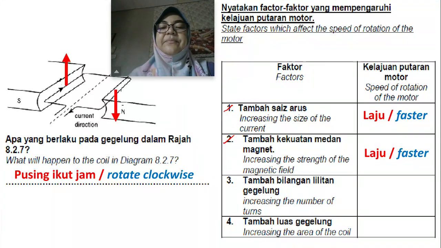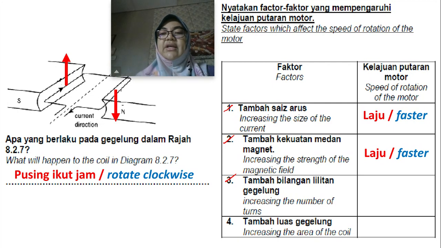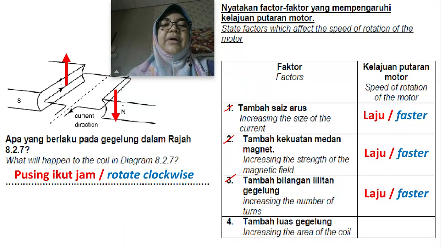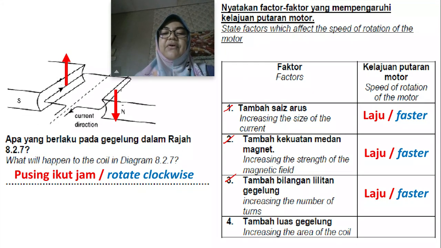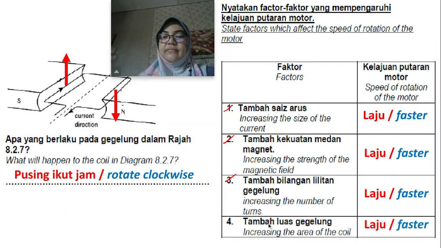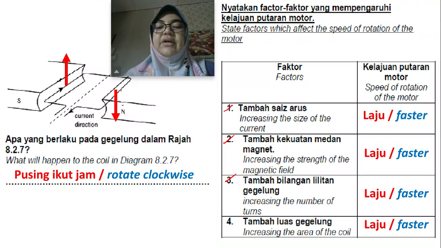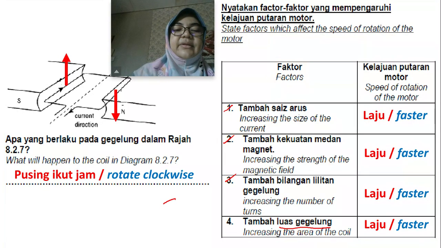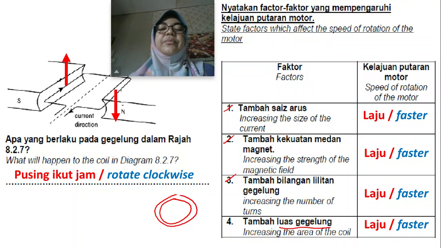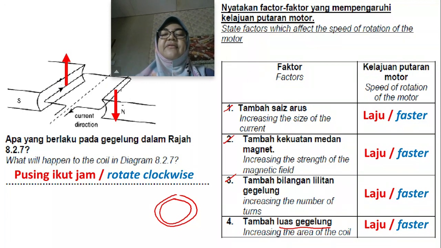Okay, number three, increase number of turn. It will also increase the speed of the coil. Okay, number four, increase the area of the coil. Okay, it will become faster. Okay, area of the coil, meaning that the coil is more, so it will become faster.